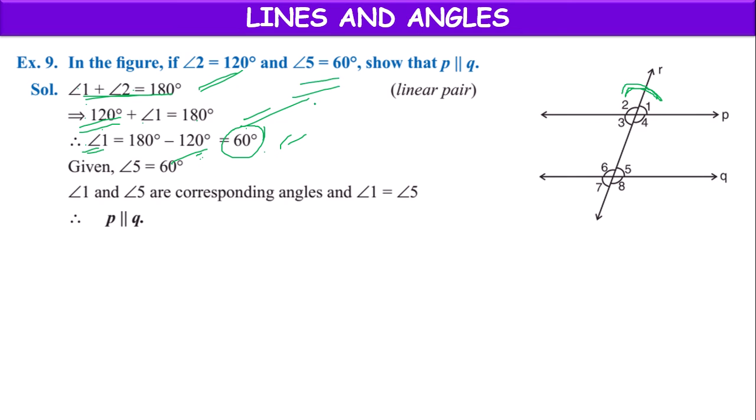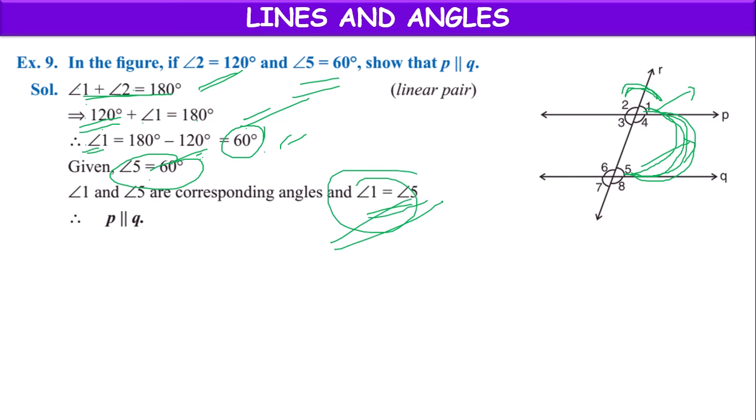But they have given that angle 5 is also 60 degrees. Angle 1 we have got 60 degrees, and angle 5 they have given as 60 degrees. These two angles are corresponding angles. So corresponding angles are equal. So we can tell that the given lines are parallel, based on this property.